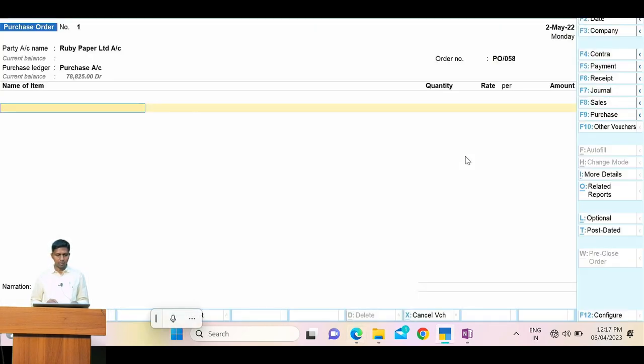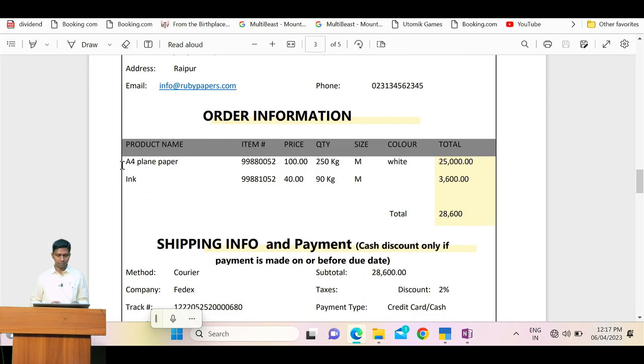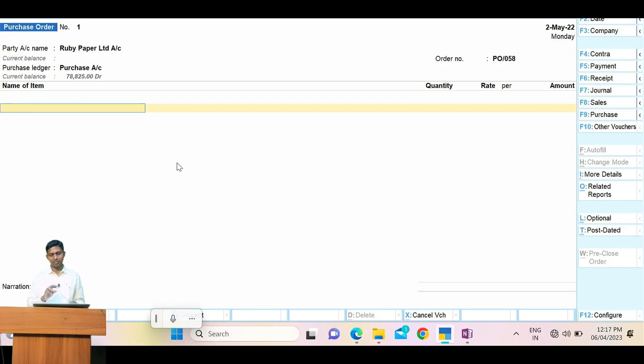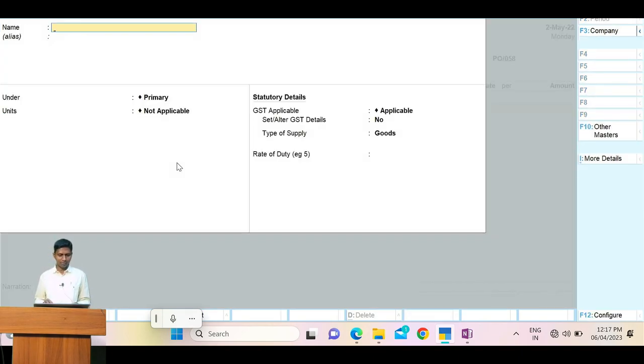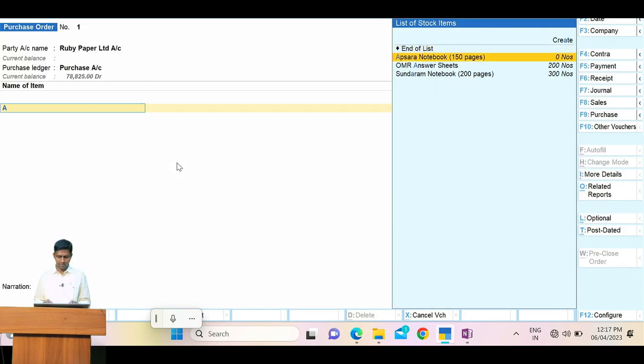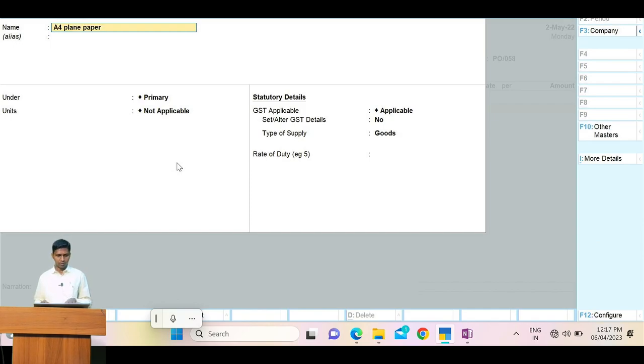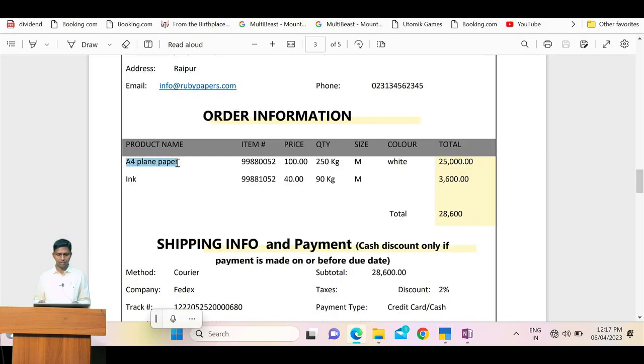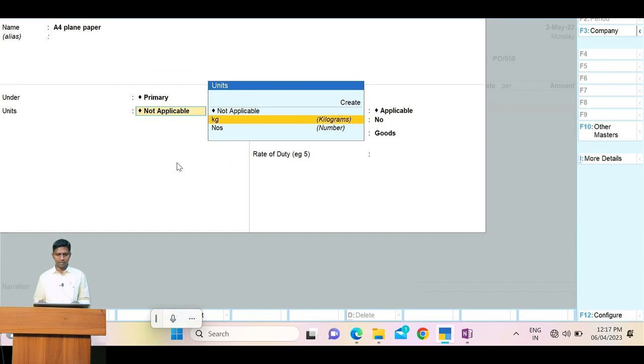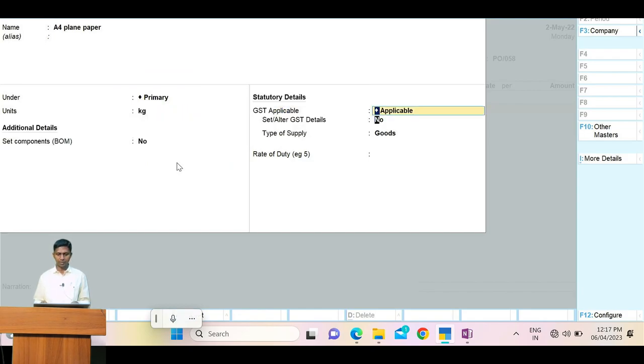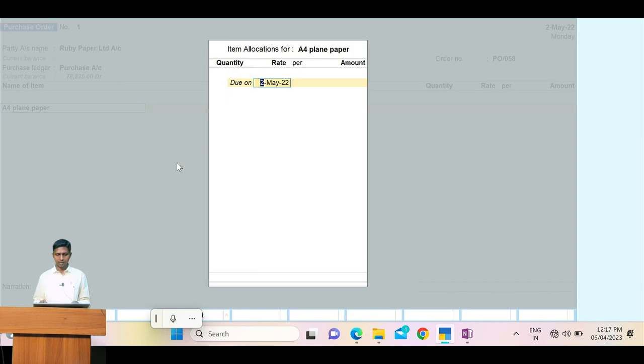And then which item do you want? That stock item, A4 size stock item. Do we have A4 size plain paper? A4 size is not there, therefore create it: Alt C, Control V, A4 size plain paper, under, don't change, in kg. Unit kg, bill of material, no, we don't want it. Accept.